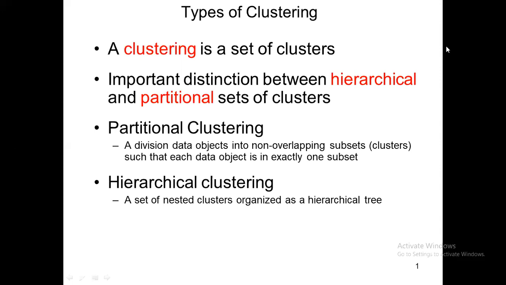So these are the types of clustering. First we have to understand how many types of clustering there are. And what is clustering? We can say clustering is a set of clusters.